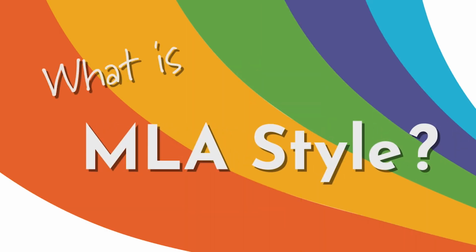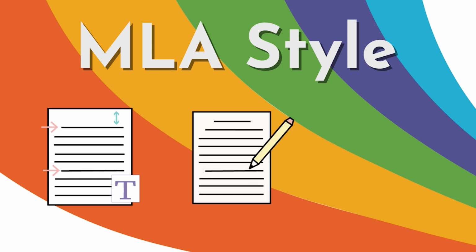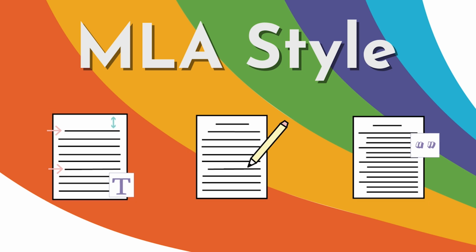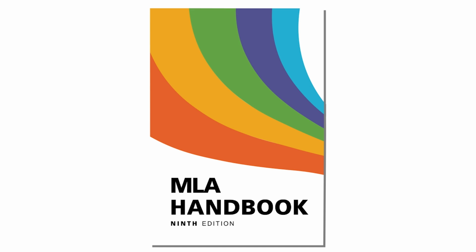What is MLA Style? MLA Style refers to a set of rules for formatting, writing, and citing your research for an academic paper or project. It's commonly used in English and other humanities courses. The style rules are published in the MLA Handbook, written by the Modern Language Association. It's updated every few years, and the handbook is currently in its 9th edition.